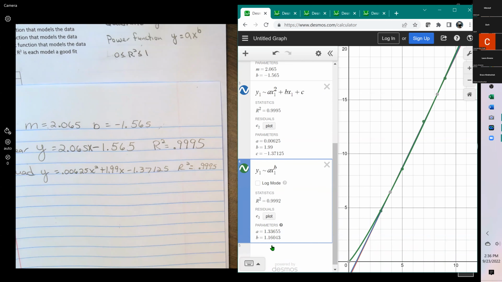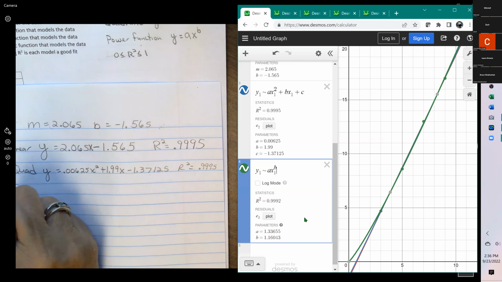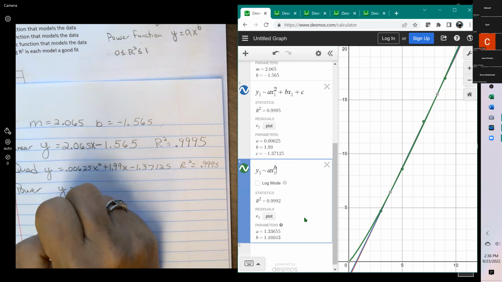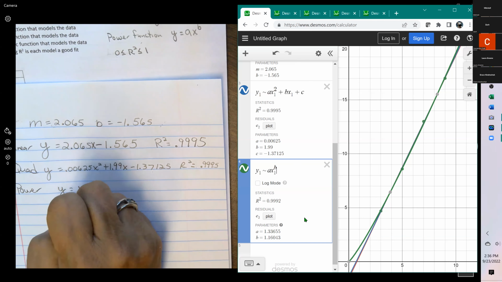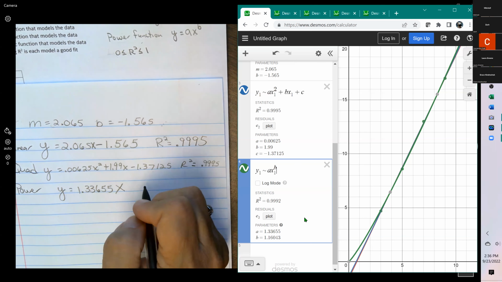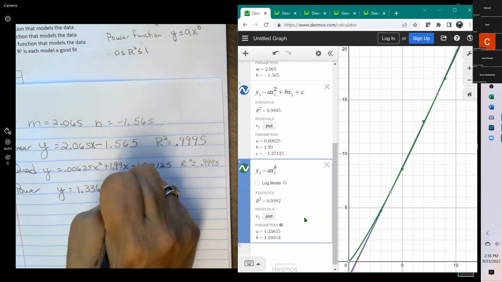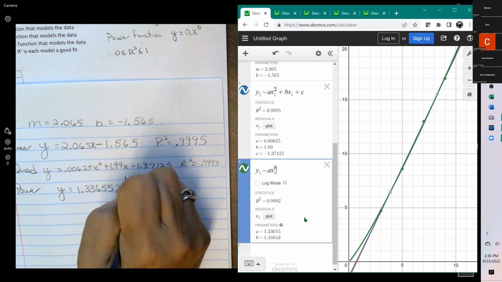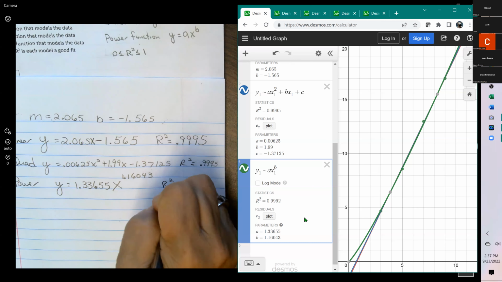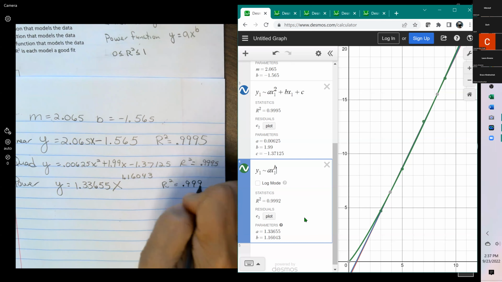Then it gives you your a and your b, and your r squared is a little weaker than the other two. So y equals a, which was 1.3, and the exponent was 1.16043. And r squared 0.9992.